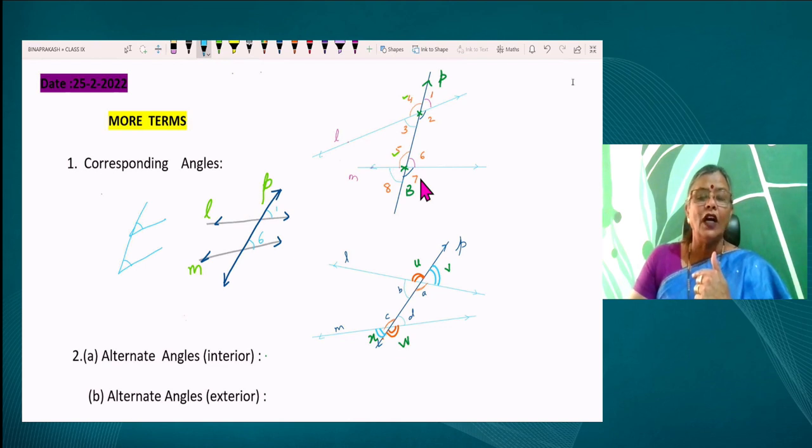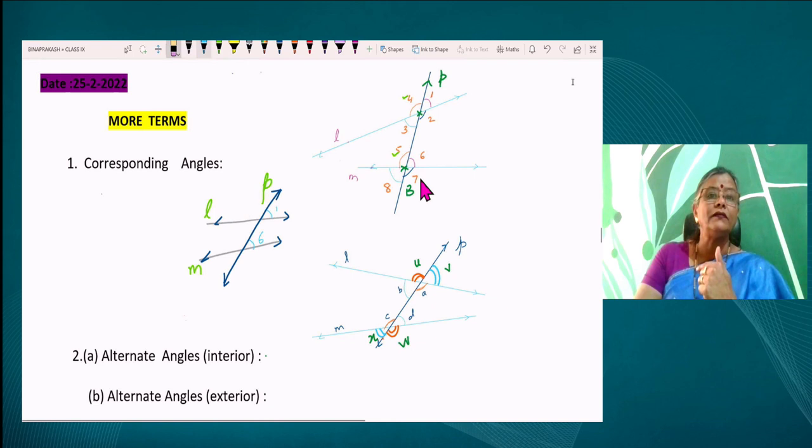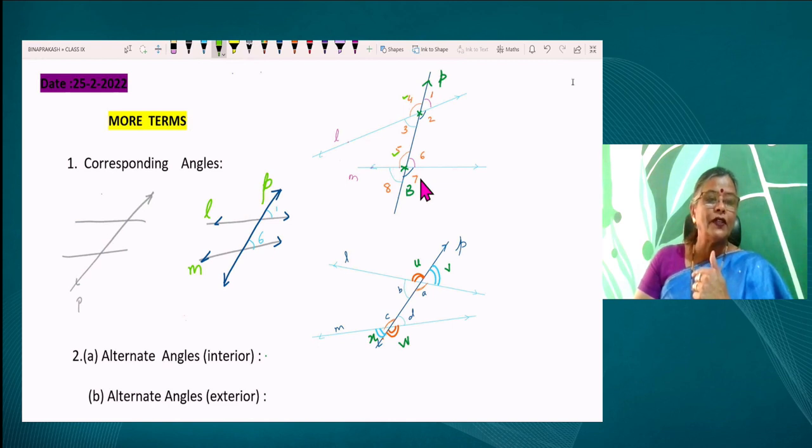Getting it? Yes, ma'am. Now, if on the other side I take it from the other end, I can read it from this end also. It's not necessary that you always move from upside. We can always move from downside also. So see, this is the intersecting line which intersects the first line. The angle I'm talking about happens to be number 8.